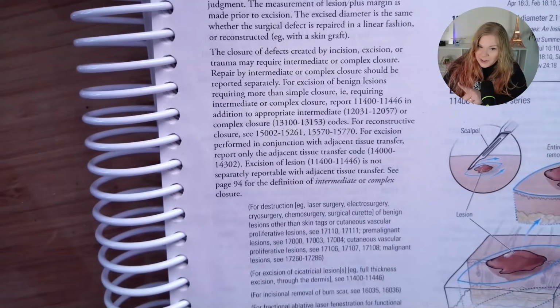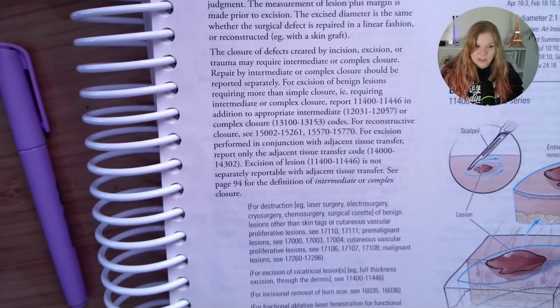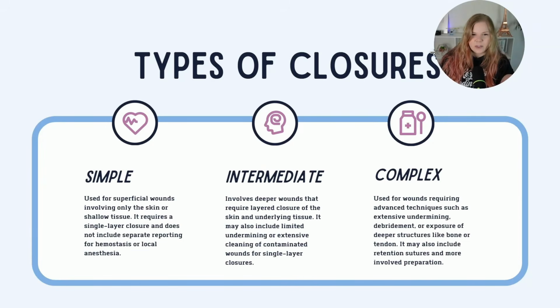Intermediate and complex closures can be billed out separately. So what is an intermediate and complex closure? So intermediate involves a little more than a simple closure. It could be that it's a layered closure, so we had to close more than one layer of tissue of the skin and the underlying tissue, so maybe the dermis and the dermis. Or it could be a one-layer closure where we are doing extensive cleaning of contaminated wounds. Maybe the patient fell off of their bike and they have a one-layer closure, but there's all kinds of dirt and gravel in there that needs to be cleaned out. That could be an intermediate closure.